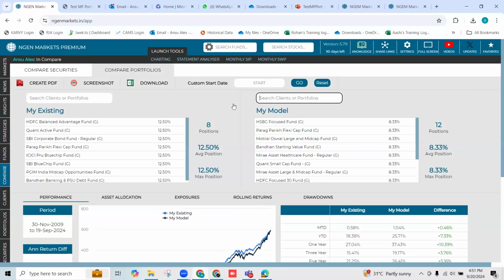There's another question which asks, what's the strategies tab? Yes, so we are working on introducing some template strategies. That's a new development with a new version of NGEN Markets. So that is currently under beta version. So currently we are working on that. We'll let all the users know once this is released full-fledged.